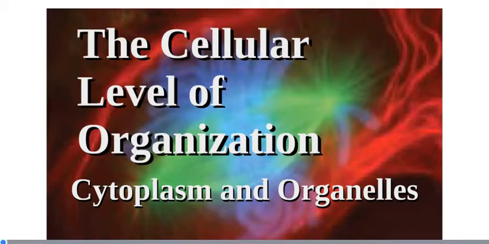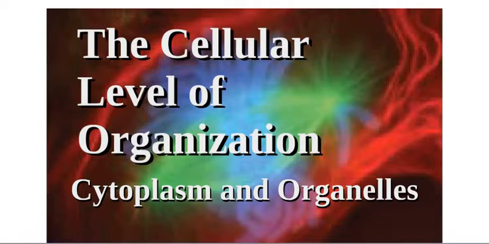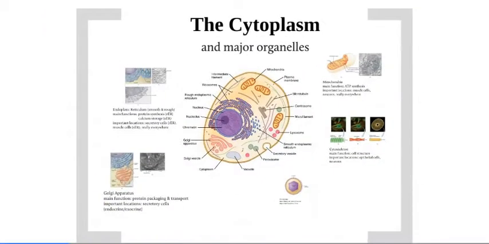This is the second part of the Cellular Level of Organization chapter material, focusing on the cytoplasm and organelles. The cytoplasm is usually thought of as the space between the nucleus and the cell membrane. The word itself basically means the stuff in the cell.